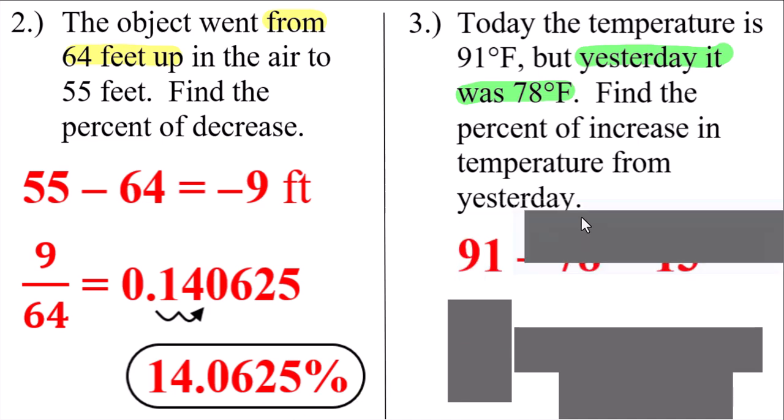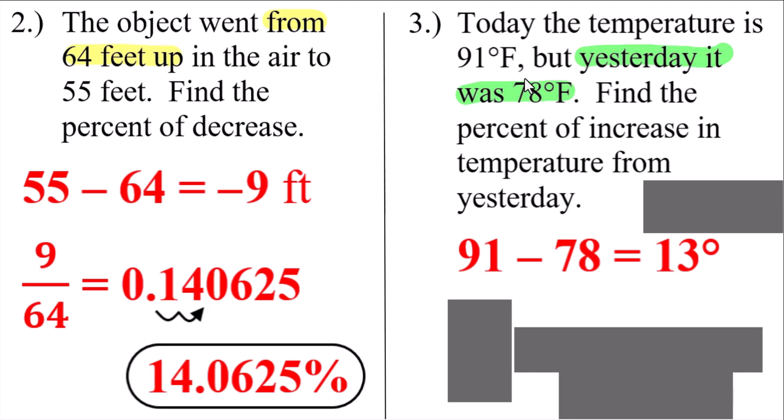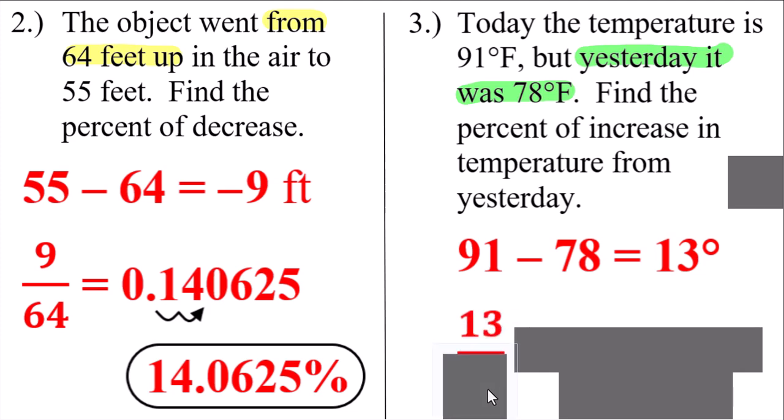All right, let's subtract. I tend to do the newer amount, which is today's temperature, minus the original amount, the older amount, which is yesterday's temperature. So that's going to give you 91 minus 78, which is 13 degrees. That's your amount of change.